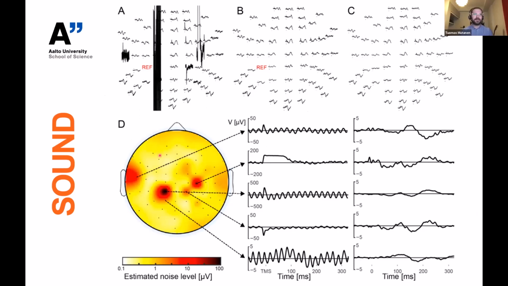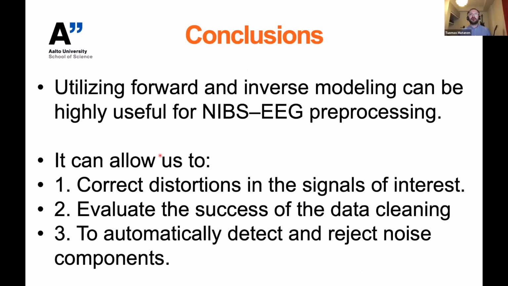So to conclude, I think this type of forward and inverse modeling of EEG can be highly beneficial for removing artifacts and noise from TMS-EEG recordings, or possibly NIBS-EEG recordings. You can use it to correct distortions in the signals of interest if you know how the distortions are defined, as in the case of SSP.